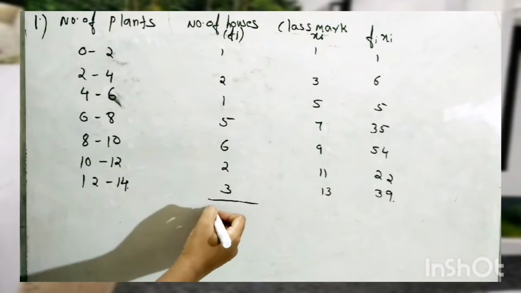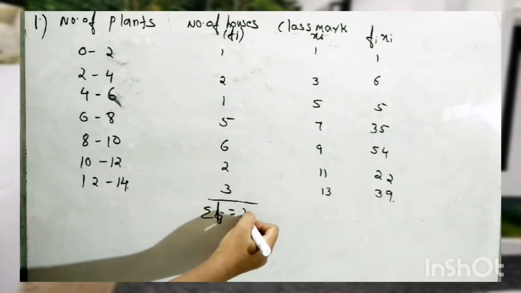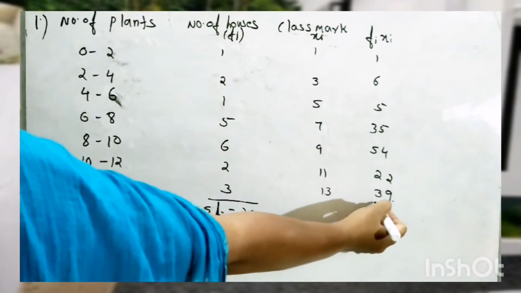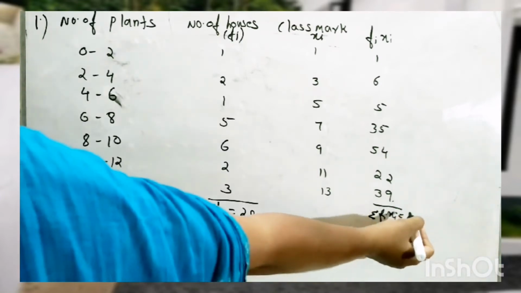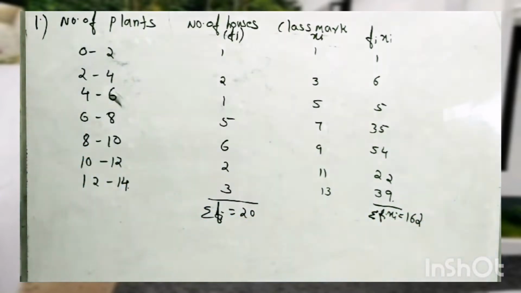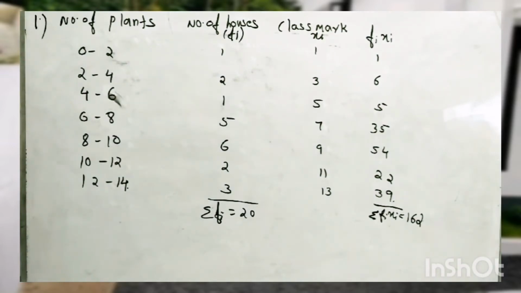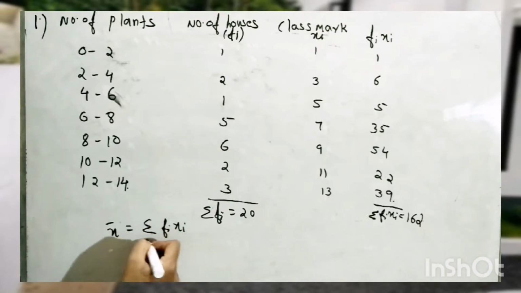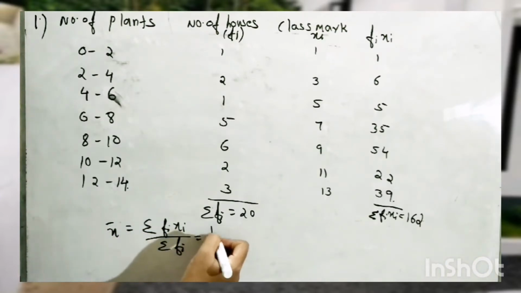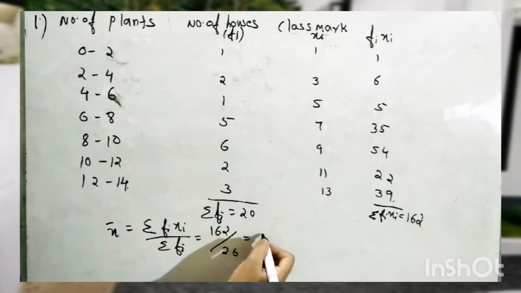Thus, summation fi is equal to 20, and summation fi xi is equal to 162. So we got summation fi and summation fi xi. Now we need to find x bar. x bar is equal to summation fi xi divided by summation fi, which is 162 divided by 20, equal to 8.1. So 8.1 plants is the mean of our given information.